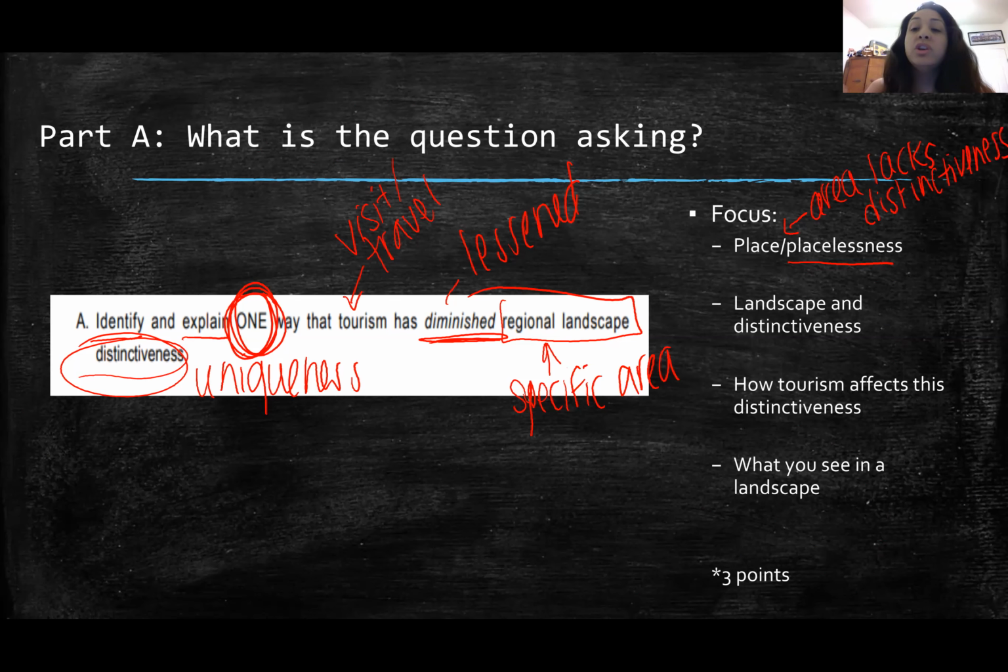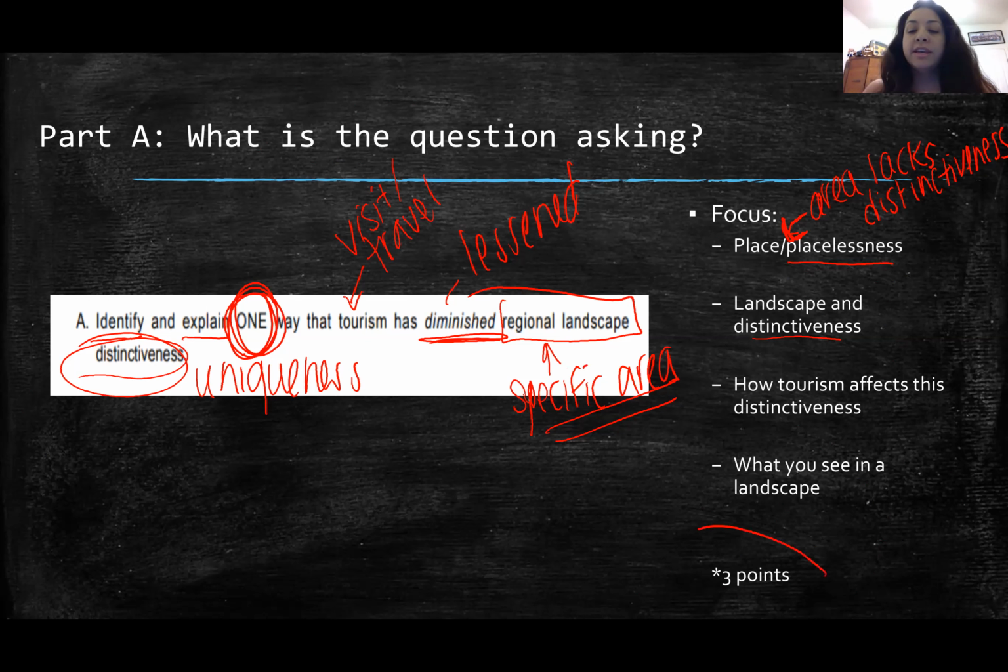Okay, or uniqueness. That's placelessness, not place, obviously. That's the whole idea of placelessness. Landscape and distinctiveness. So we've talked about that. Your regional landscape is going to be that specific area, and distinctiveness is how unique it is. And then how tourism affects this distinctiveness. So what do you see in a landscape that is unique to that particular area?